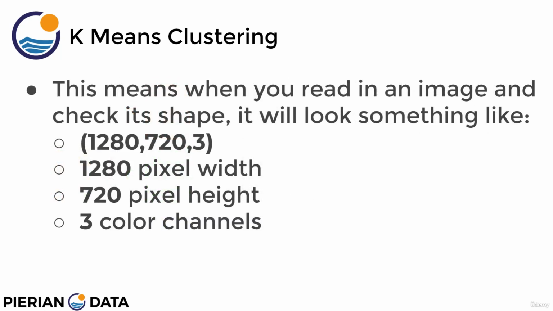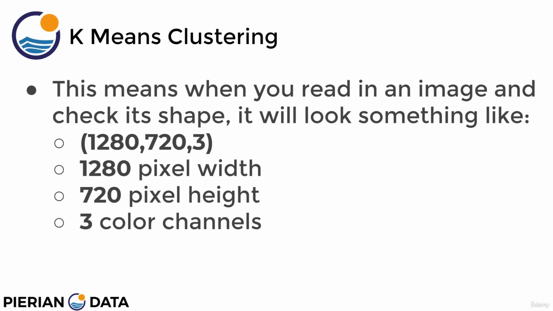So this means when you read in an image and check its shape, it will look something like 1280, 720, 3. So what does that actually mean? It means that you have 1280 pixels in width, 720 pixels in height, and 3 color channels. And keep in mind, sometimes the width and height are swapped, so this could actually be stored as 1280 pixel height and 720 pixel width. It just depends on what function you're using to display the image and whether or not width is being stored along that first dimension or the second dimension.